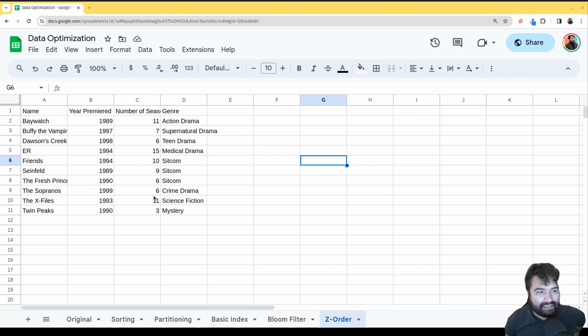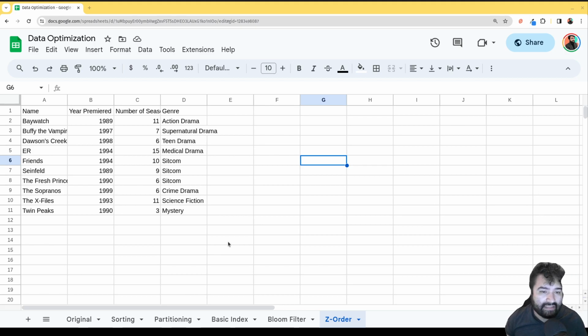But let's say I generally search between two fields. Like I want to look for data with a certain number of seasons that started in a particular year. If those are typically my queries, and I'm searching between two different dimensions, what I can do is what's called a Z-order sort.